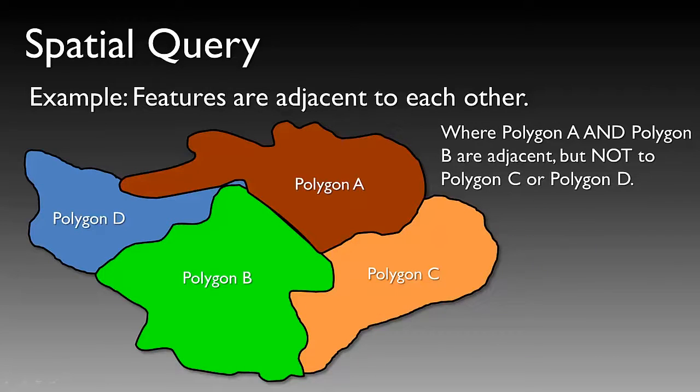Another example of a spatial query is a spatial query whereby you would select polygon features that have some topological relationship to one another. In this case, we may like to select features that are adjacent to each other, such as where polygon A and polygon B are adjacent, but not to polygon C or polygon D. In this case, the GIS would show us these areas between polygon A and polygon B that meet our criteria or our spatial query. Many spatial queries depend on the topological relationships between spatial features.